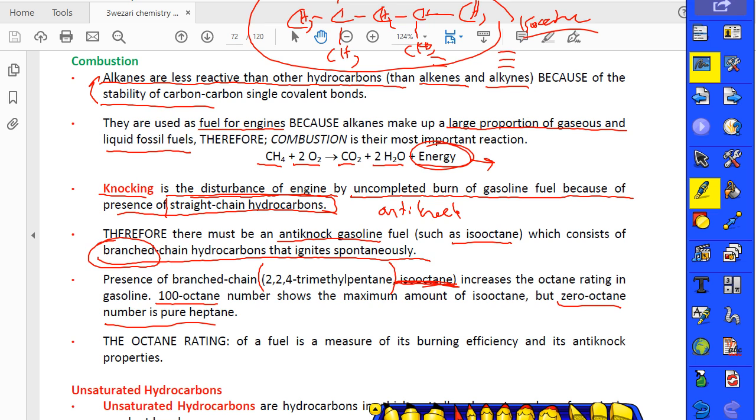As I told you, it depends on the octane rating. We can say that the gasoline has a high quality or low quality. Octane rating of a fuel is a measure of its burning efficiency and its anti-knock properties. If you have a high octane, it has a high anti-knock property. It means it can easily burn. But if you have a lower octane, it means a lower amount of isooctane and branched chain hydrocarbons. It has a low burning efficiency and a low anti-knock property. Do you have any questions about it? You can ask me about it.